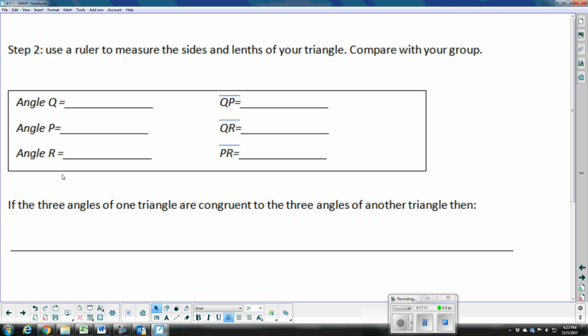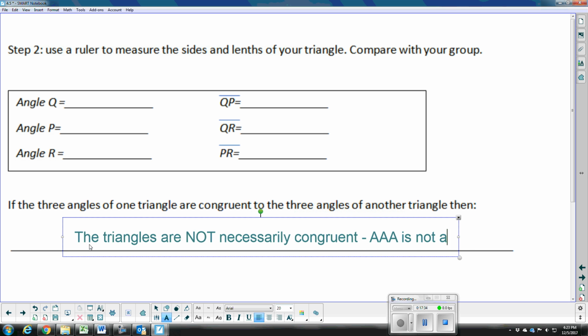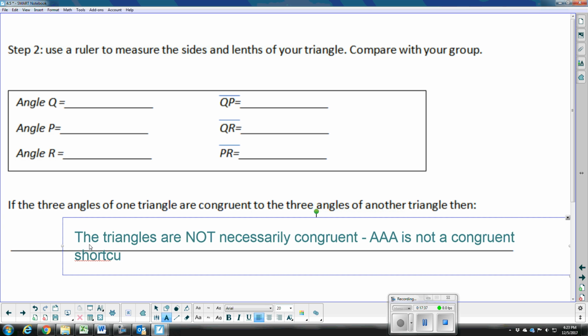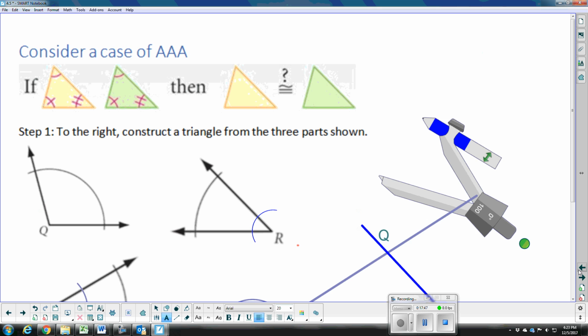So it says if three angles of one triangle are congruent to three angles of the other triangle, then for this one, the triangles are not necessarily congruent. So angle, angle, angle is not a congruent shortcut. The angles could be exactly the same, but the sides are going to be different.